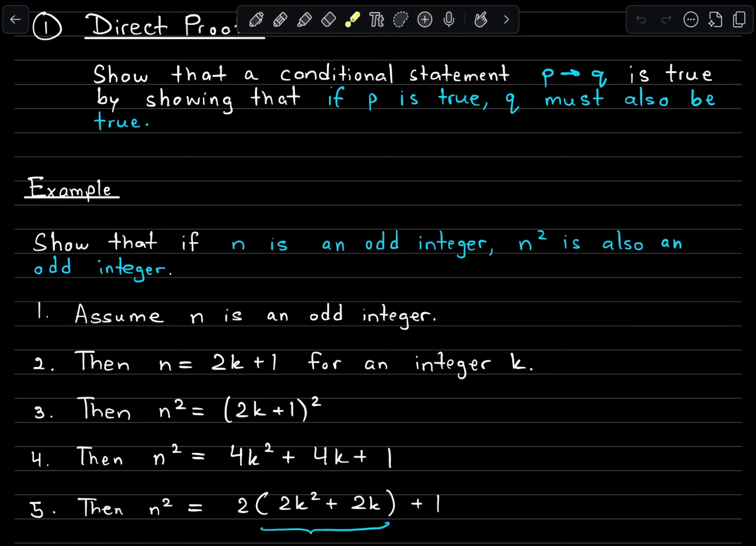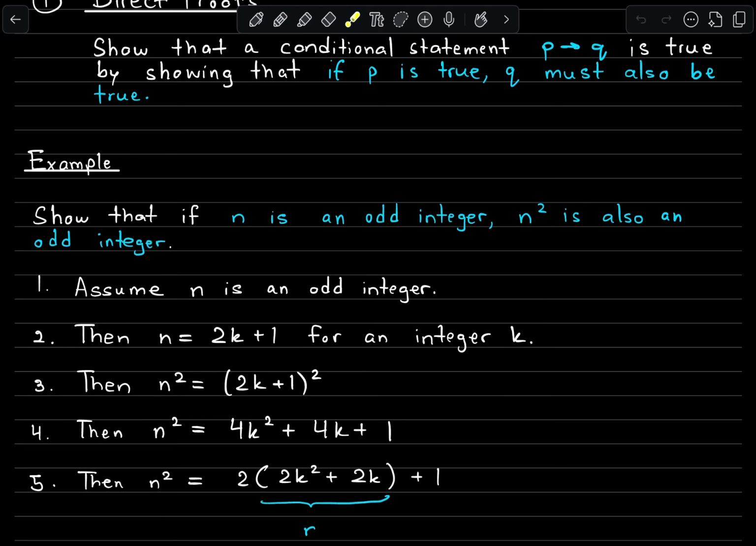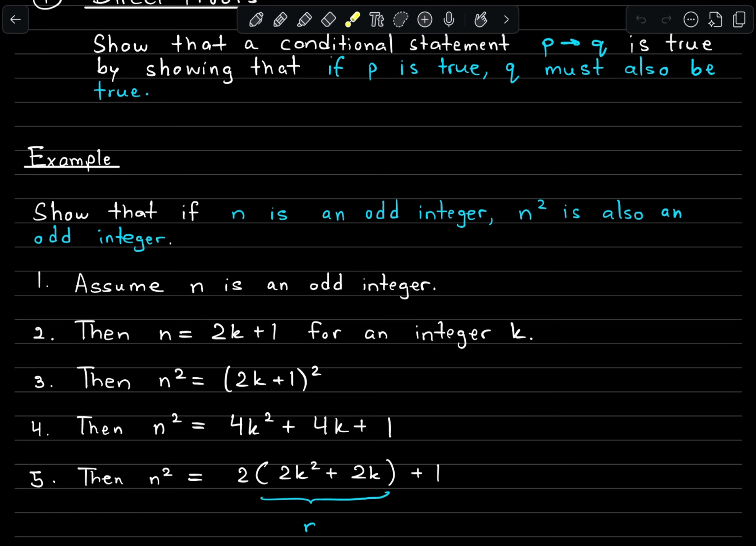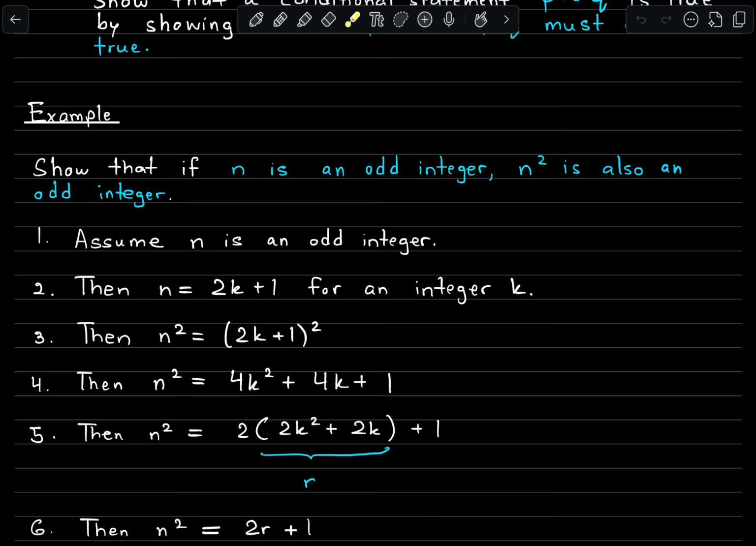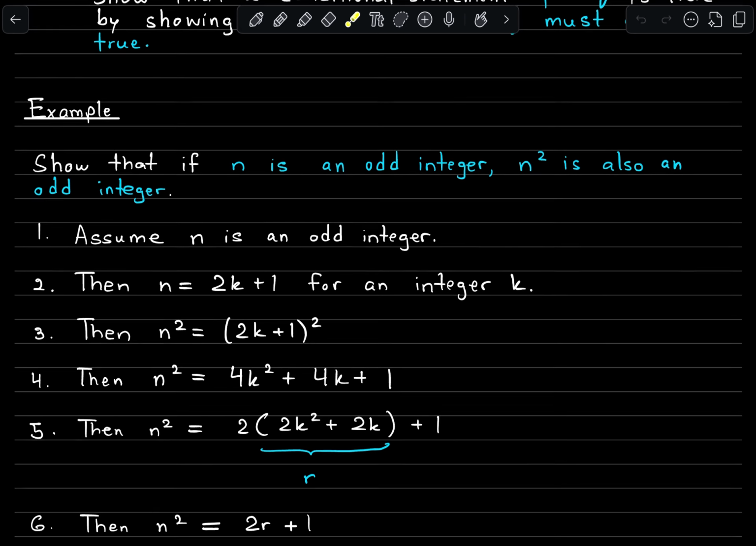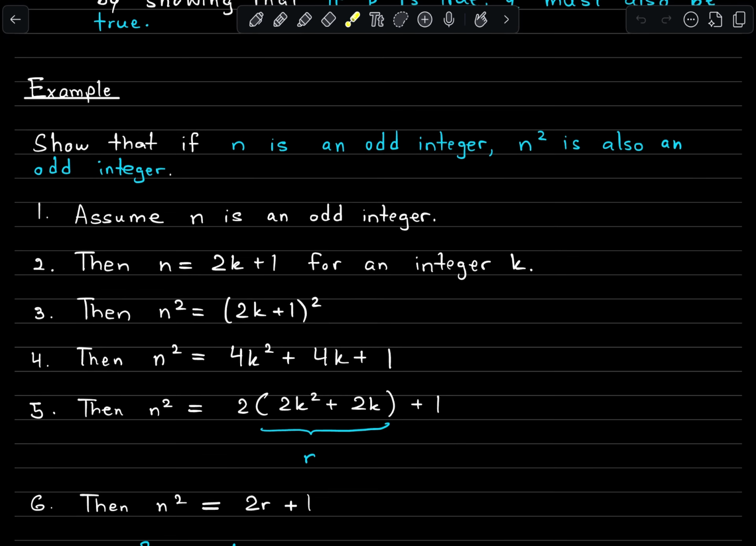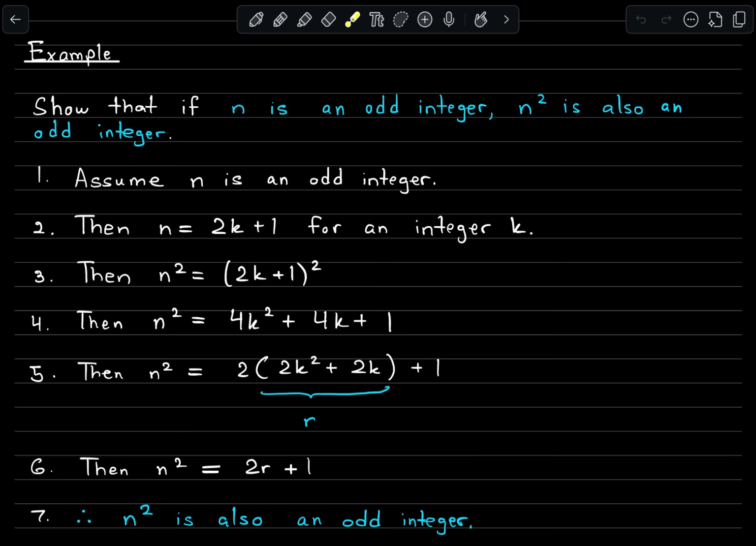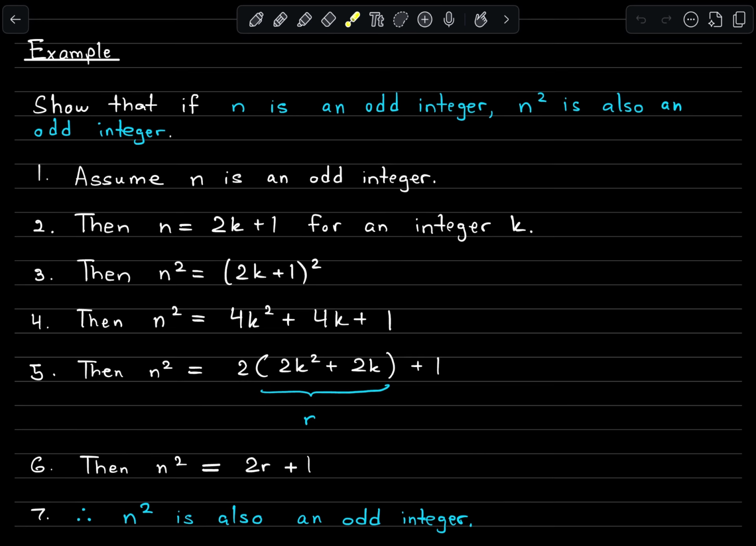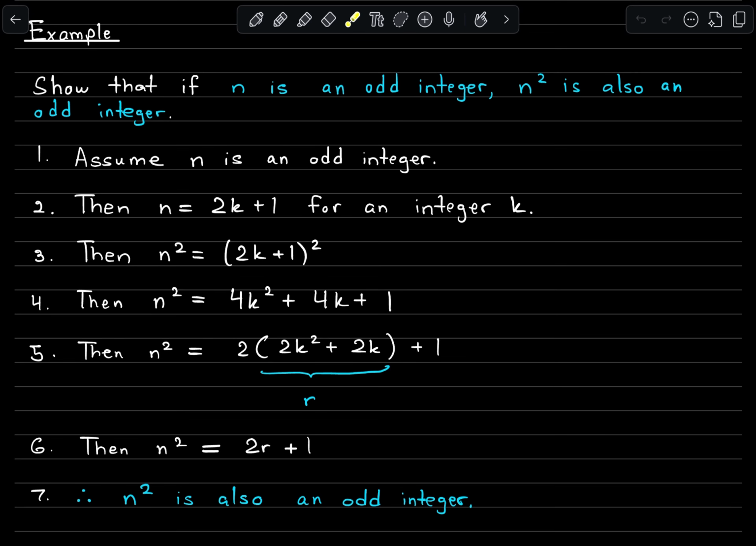an integer, this holds. And this will be an integer because we've only ever been working with integers. So if you wanted, you could represent that parentheses as some other letter r, some other integer r, which means n squared can be represented as 2 times r plus 1. And therefore, n squared is also odd. All right, so that's what we have. n squared is also an odd integer.